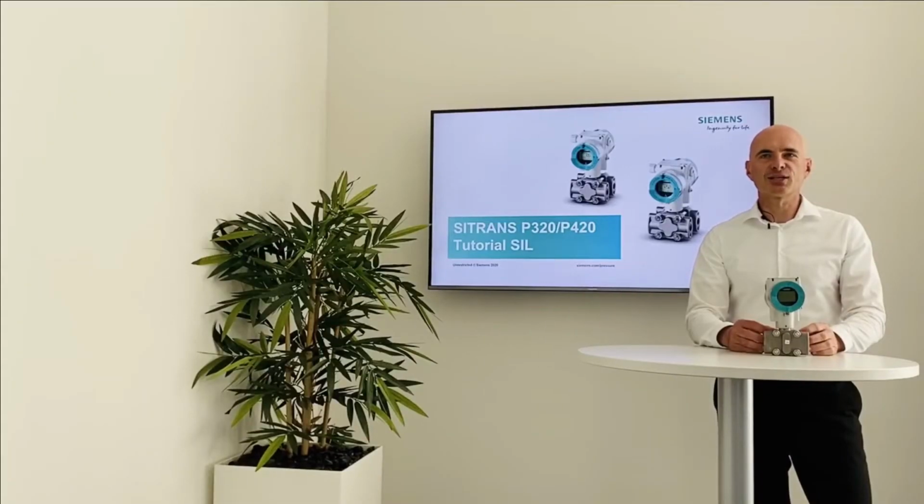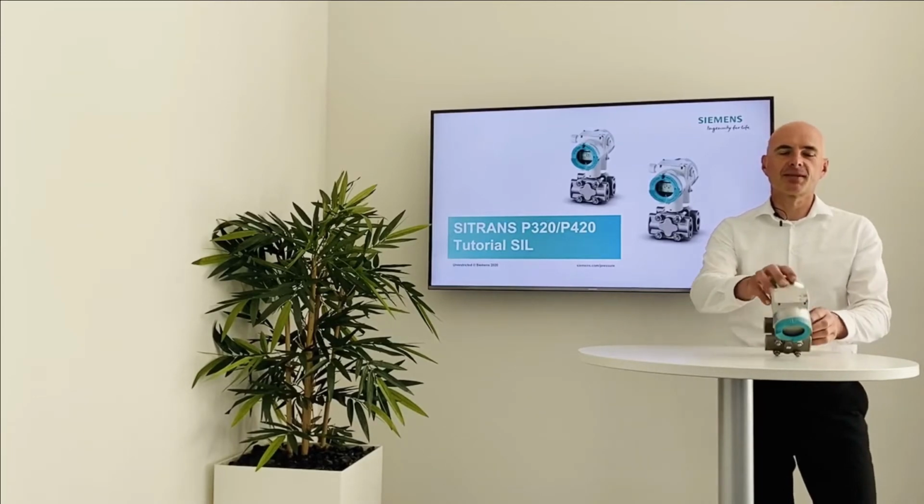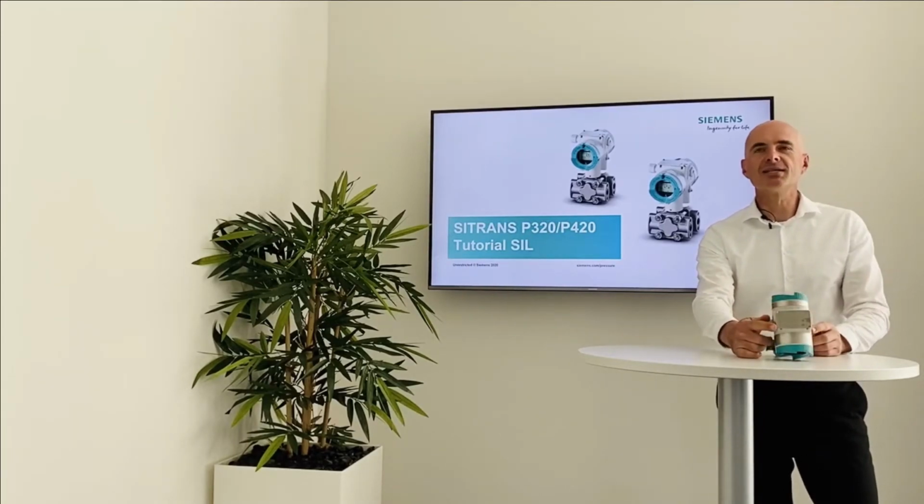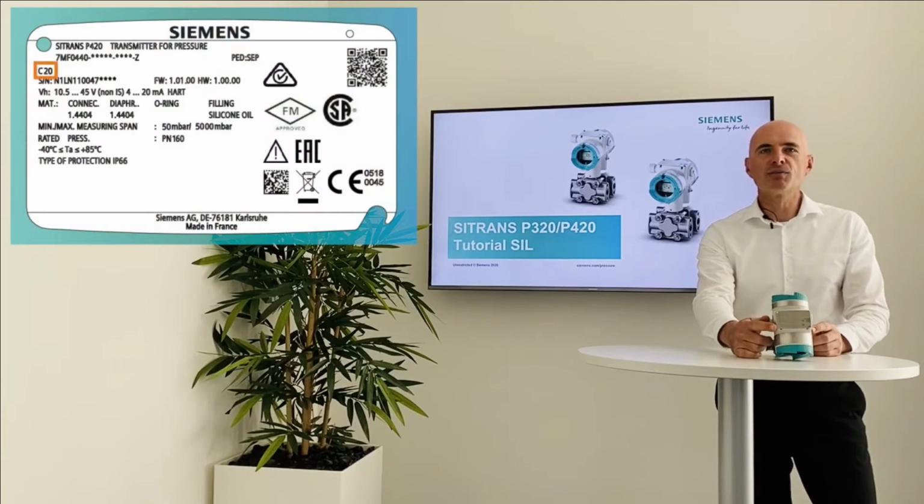How do we recognize that a pressure transmitter is a SIL device? The order code on the type plate must contain a C20. The type plate also shows the firmware version FW.